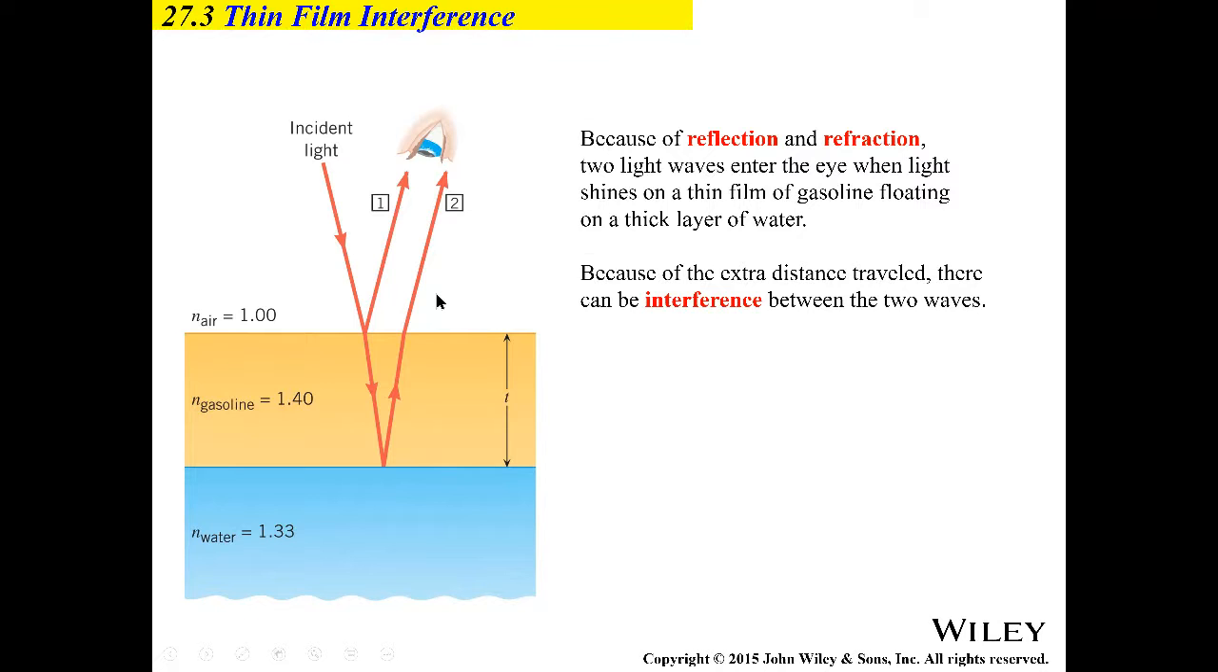And now the wavelength here in air is different than the wavelength in the oil, because the index of refraction is bigger here, and therefore the velocity of the light inside this oil is now slower than the velocity of light in air.